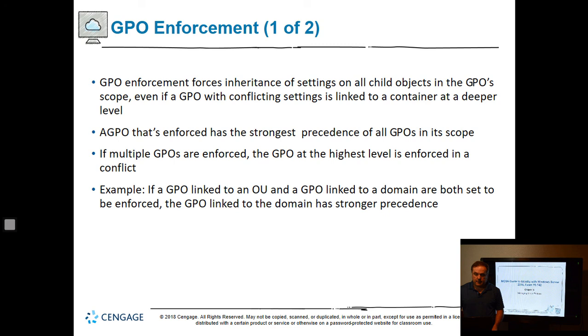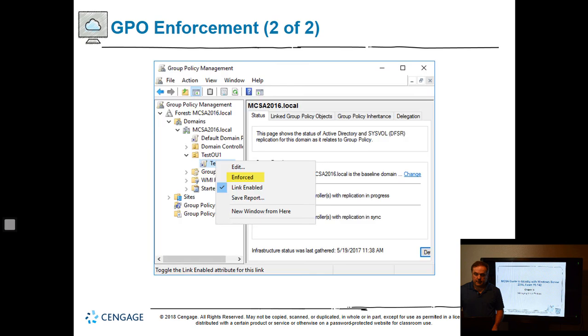If a GPO linked to an OU and a GPO linked to a domain are both set to be enforced, the GPO linked to the domain has stronger precedence. So unlike inheritance, where the OU took precedence over the domain, when you have enforcement turned on, the opposite effect happens. Now it's going to affect the domain over the OU. So you want to use that inheritance thing very sparingly. Enforcement, very sparingly.